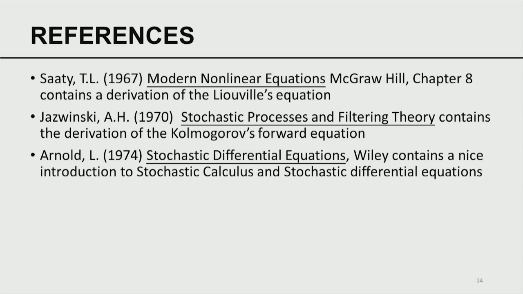Where do you go for a good reading of these? Liouville's equation is derived in chapter 8 of Sage's book, 1967, Modern Nonlinear Equations. It is one of my favorites. Chapter 8 is a very succinct chapter that provides a beautiful discussion on the derivation of Liouville's equation. Jazwinski's book on stochastic processes and filtering theory contains a very readable derivation of Kolmogorov's forward equation as well as backward equation.